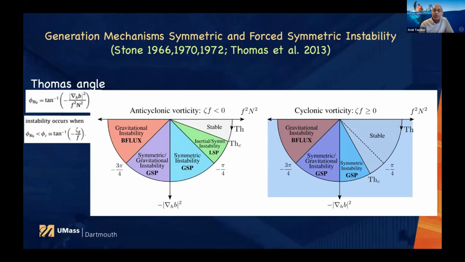We can do this for cyclonic vorticity as well. And again, N squared less than 0, you still have the two classes of combination of gravitational and symmetric instabilities, depending on what the source of energy is. On the right-hand side, you can see that there's a larger part of parameter space which is now stable. But even with cyclonic vorticity, we can have symmetric instability where the source of energy is the geostrophic shear production.